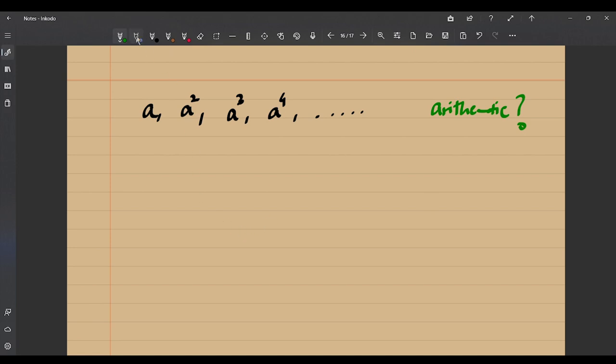So at first glance, we just see that each of the next term is obtained by multiplying the previous term by a. So a times a is a squared, and a squared times a would give you a cube, and this times a. So each of the terms, it doesn't look like an arithmetic progression at first glance, but let us use the same technique that we use to determine whether it's an arithmetic sequence or not, and then just decide.